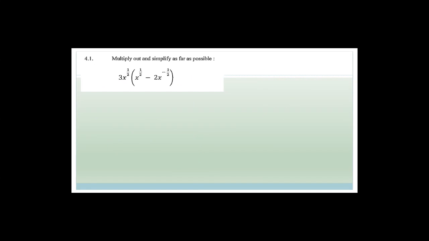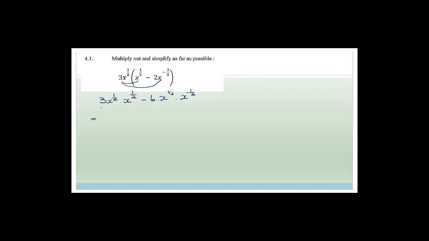Right, it says multiply out and simplify as far as possible. So we've got this multiplied with this and this multiplied with this. Okay, so let's do it nice and slowly and multiply it out by writing it out slowly. So we've got 3x to the half times x to the half. 3 times minus is a minus. 3 times 2 is 6. And then we've got x to the half times x to the negative a half.